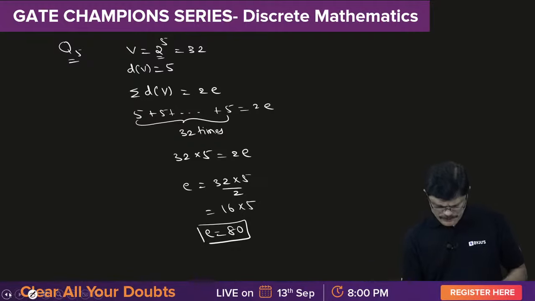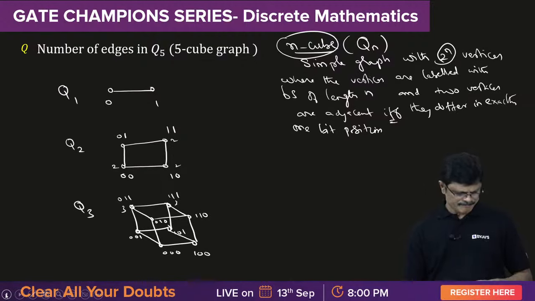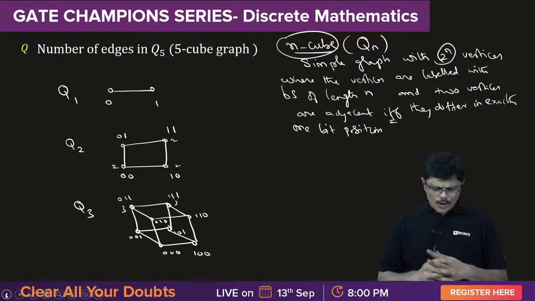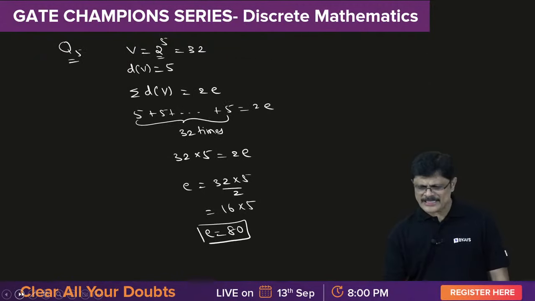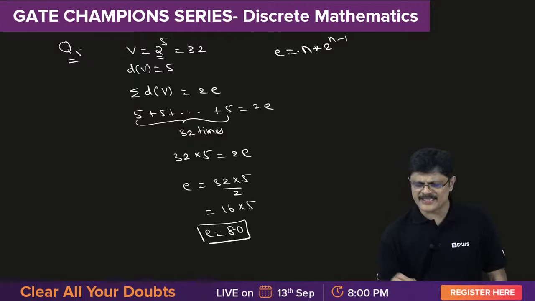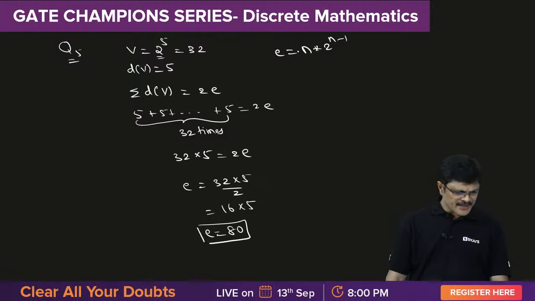Hope you understand. Or you can simply say n into 2 power n minus 1 is the number of edges. In general, yes, the degree of each vertex is n.